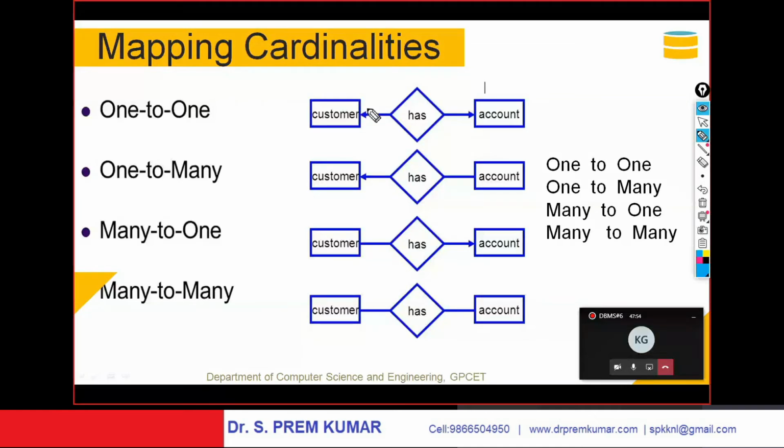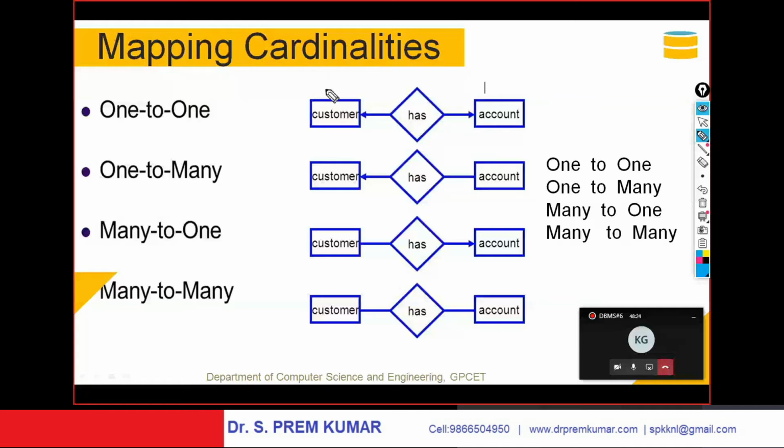Each customer, if you put an arrowhead, that implies each. Each customer is having, means one customer is having one account. The arrowhead represents one. One customer is having one account. That is a one-to-one relation. If there are 10 customers, each customer is having one account, 10 customers, 10 accounts. This is a mapping cardinality.